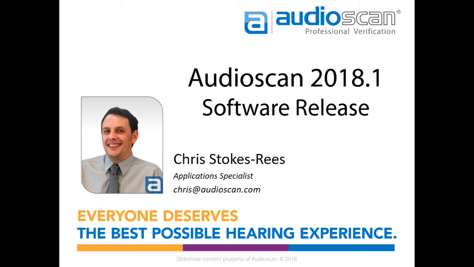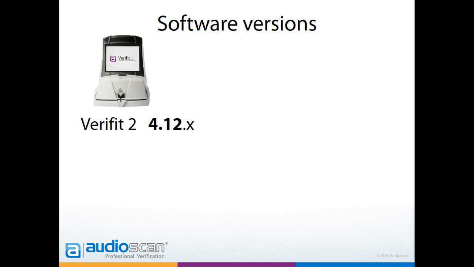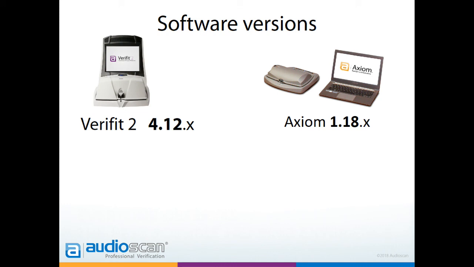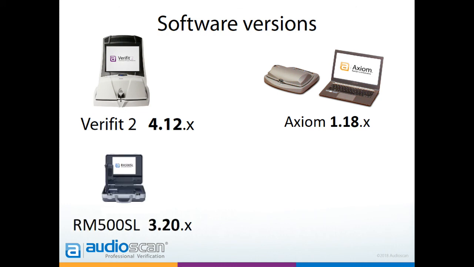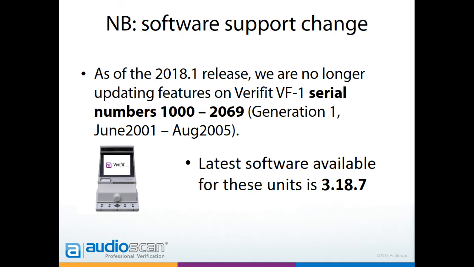Audioscan 2018.1 software release. The software versions this time around are 4.12 for Verifit 2, 1.18 for Axiom, 3.20 for RM500SL, and for Verifit VF1 serial numbers 2070 and up. It should be noted that due to limited memory size, Verifits manufactured in 2005 or earlier, which includes serial numbers up to 2069, are no longer being actively updated.